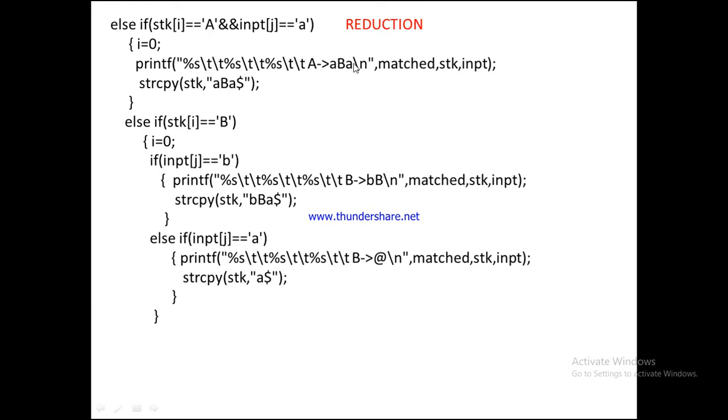So in this particular situation, the table entry is AA. That means I need to reduce with what? I need to reduce with this, A determines ABA. So that is what. Now I'll take i equal to 0 and printf, and all these things will be printed. That is, whichever production I have to replace will be printed, and matched will be printed. Matched is nothing, initially it is null. Then whatever we have in the stack will be printed and the input will be printed. And we are copying here what is there in the stack: capital letter A and dollar was there. But now I am copying ABA, dollar here.